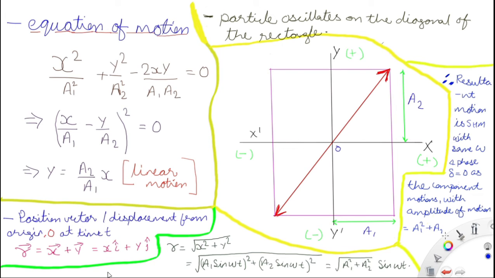Because this is in phase, that's why this happened. So a2 by a1 is the slope, tan theta. Okay, and it is a positive slope, so the displacement is anti-clockwise, at angle theta.